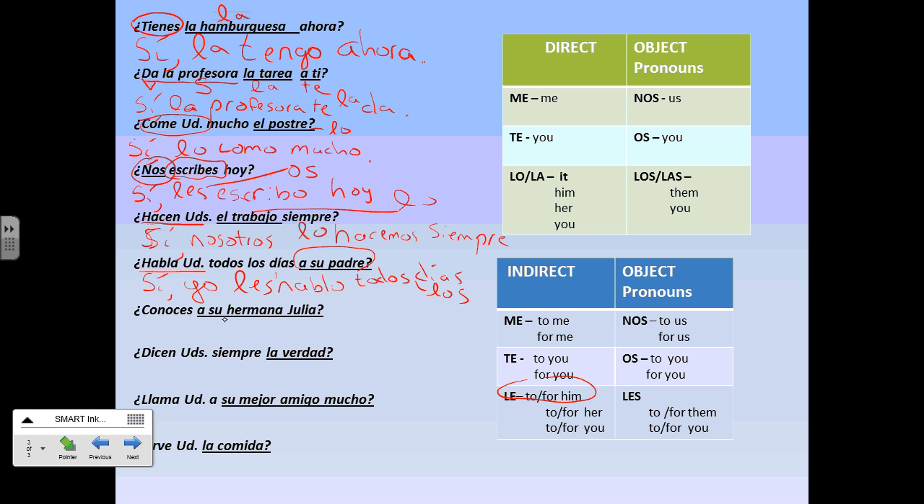Next one. Do you know your sister Julia? You know you have to answer this in the yo form. Think about conjugate the verb first. And then, is this a direct or indirect? Do you know his sister Julia, let's say? Okay, and we're not sure who Sue is. You know his sister Julia. So you want to say, yes, I know her. So that is correct, which is not to her. So it's la.